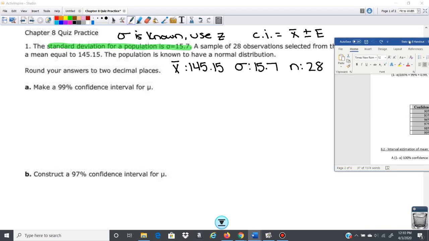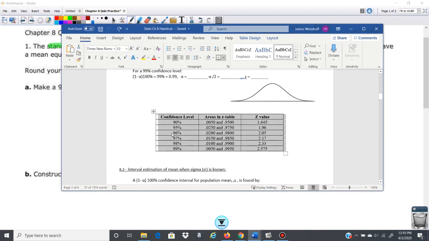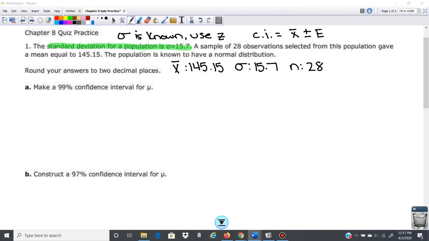Okay, so for a margin of error, we want to look at our confidence levels. On the previous worksheet, we had this table here with our common confidence levels. So you're just going to reference this for these values, or you can look them up in the Z table. So for a 99% confidence interval, you're going to use the Z value 2.575. Then you are going to find the margin of error. So the formula for E, our margin of error, is Z times the standard deviation of the population over the square root of the sample size.